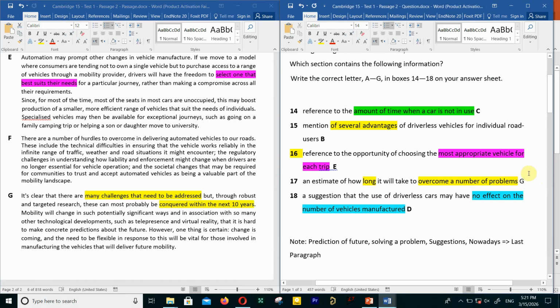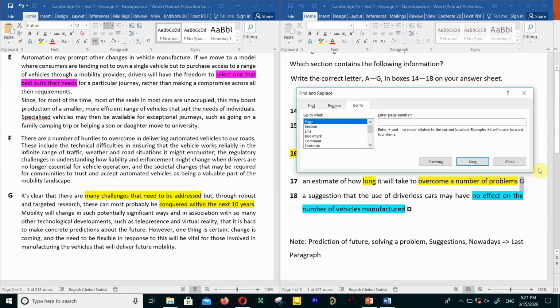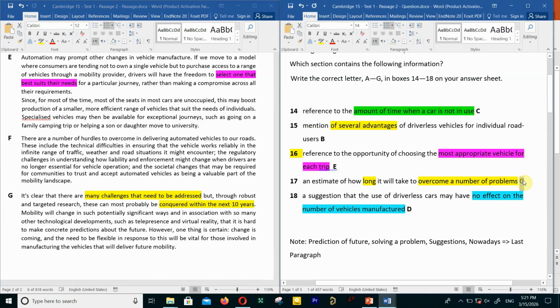This is the last paragraph, which is paragraph G. As I already mentioned for you guys, you're going to find addressing some problems and issues most probably in the last paragraph, but not always. Okay, there is always an exception. So be careful with that.